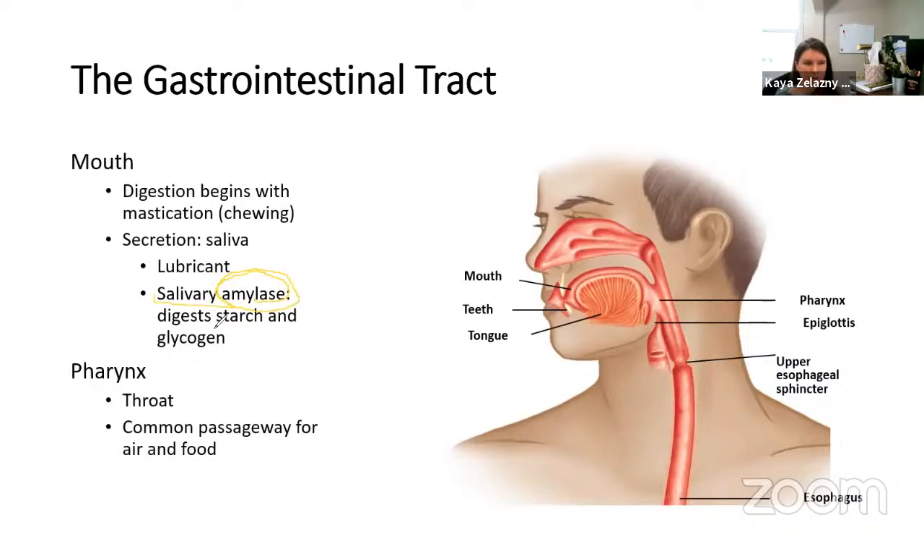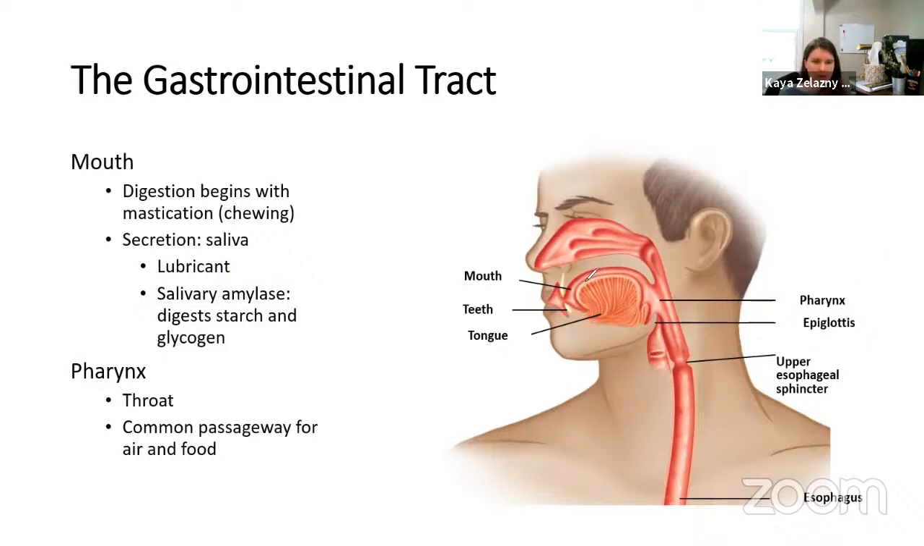Amylase digests starch, which is basically a storage polysaccharide, a big carbohydrate, and glycogen, which we know is basically a bunch of glucose molecules linked together, right? We saw it stored in the liver and in the muscle when we talked way back about metabolism in P1, but it's also a big carbohydrate. So amylase can also help us begin our digestion of glycogen in the mouth if we're eating animal products.